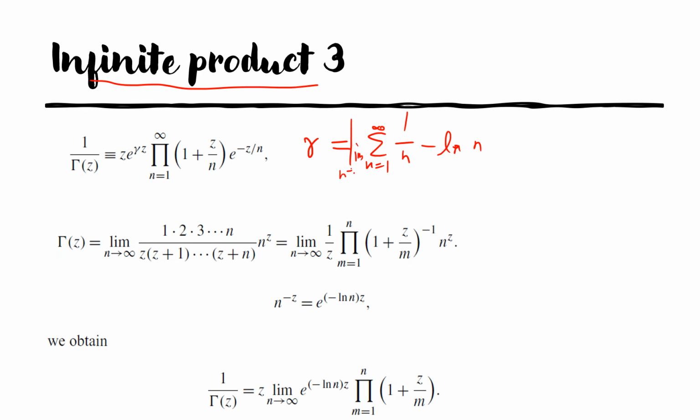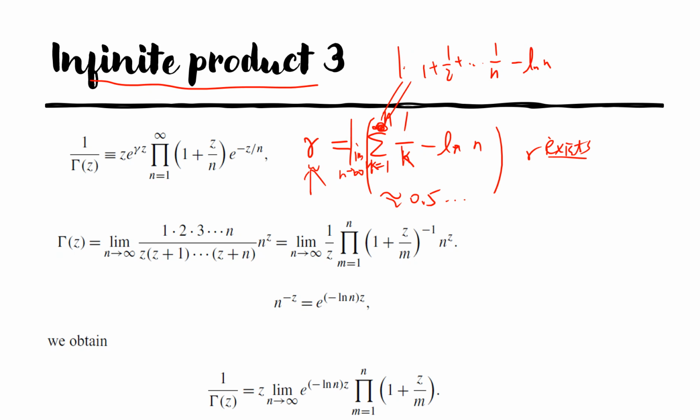If you go back to my other video channel, I will prove this gamma exists. Basically, it's about 0.5 something. It's the limit of the sum of 1 over k, minus log n, and take n to infinity. Sorry, I should write this as 1 over k. So to prove this is correct, this is our goal.